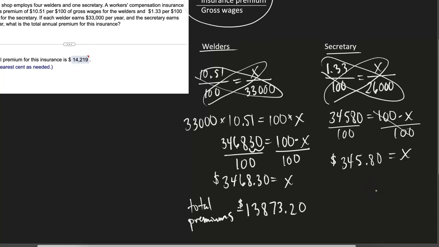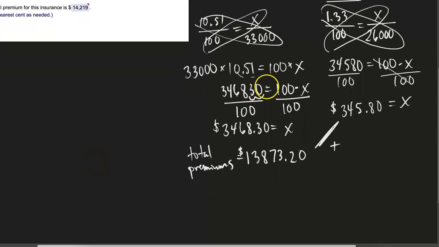Now, if I go back to the original question, however, it's asking me what's the total annual premium for all welders and the secretary. So the last thing I want to do is add these two values together. So adding those together, I'm going to get the total premiums for both welders and the secretary, and that's where I have $14,219 worth of insurance premiums.